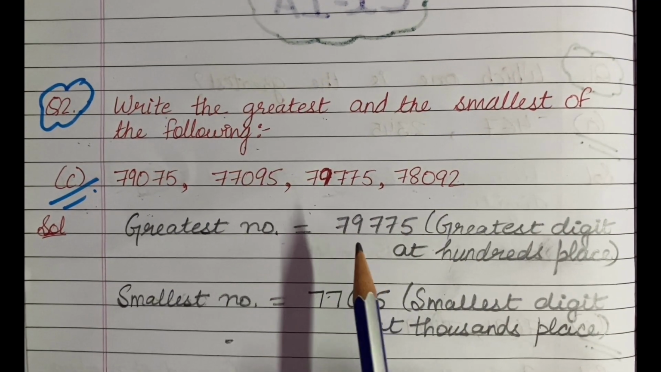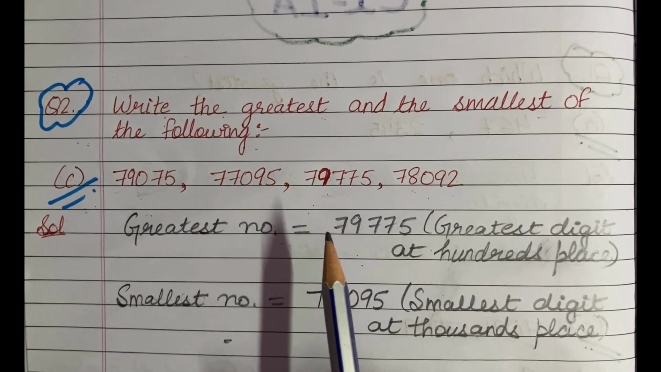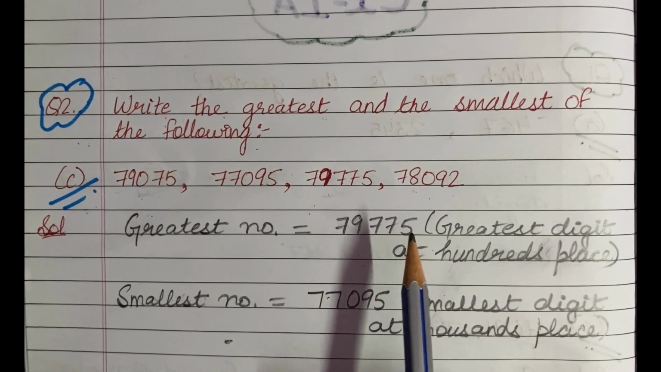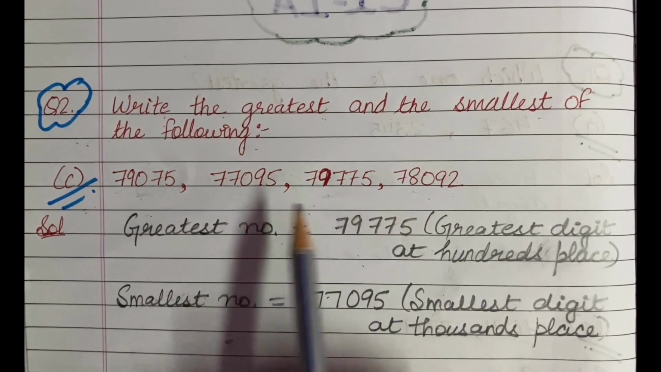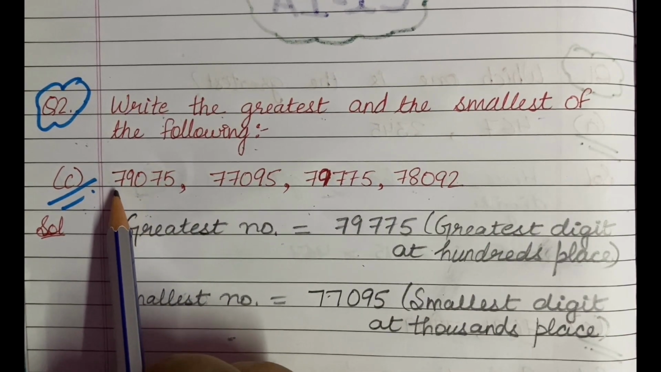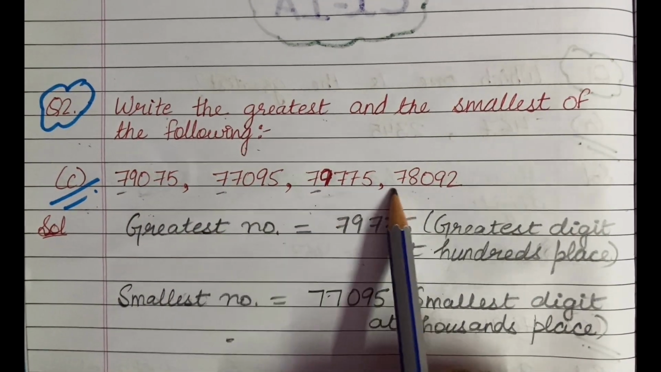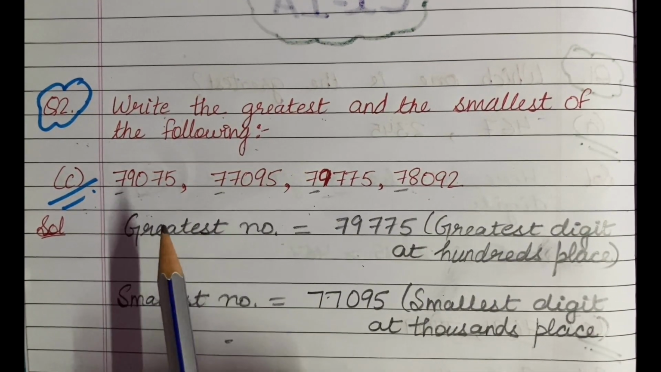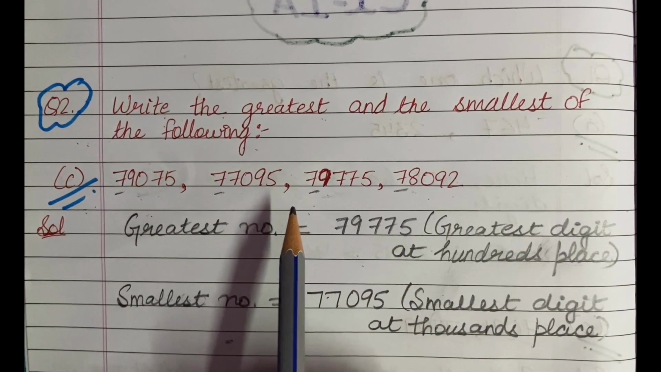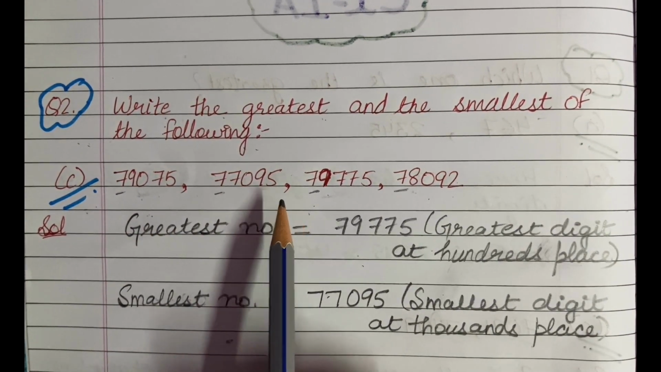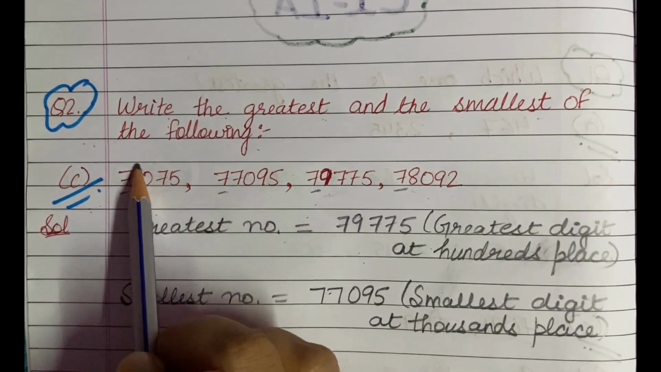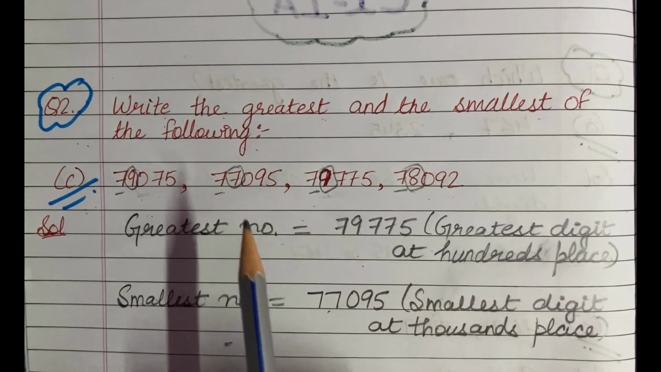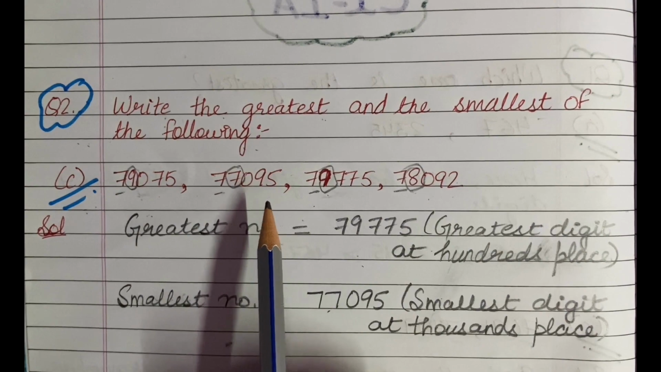So what is our next step? Now we will start comparing the digit at the leftmost place in each of these numbers. In each of these numbers, the digit at the leftmost place is 7, so it is the same. What is the next step? We will check the next digit, that is the digit at the thousands place. Here the digit at the thousands place is 9, here 7, here 9 and here 8. And you know that 9 is greater than 7 and 8.